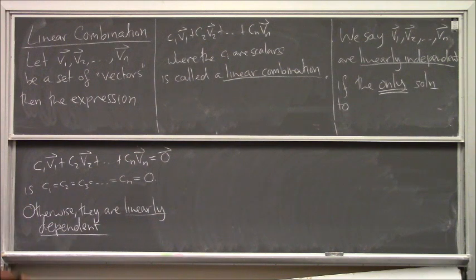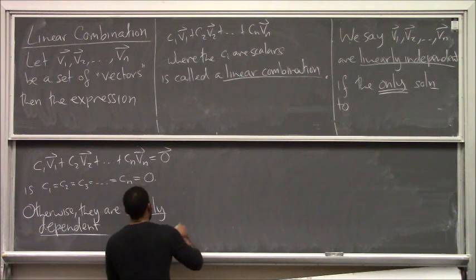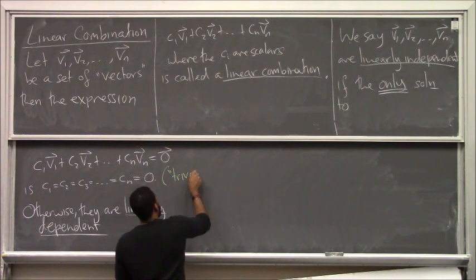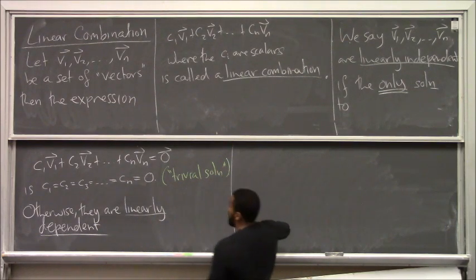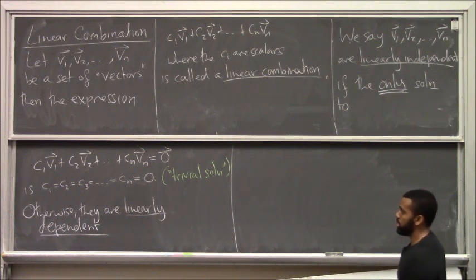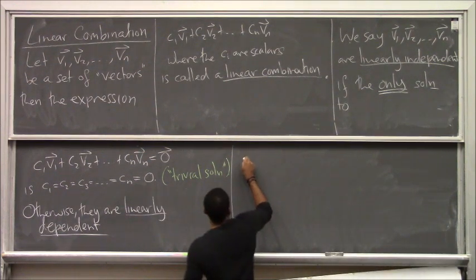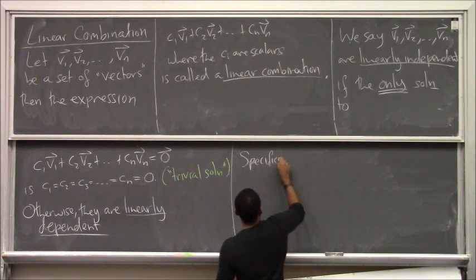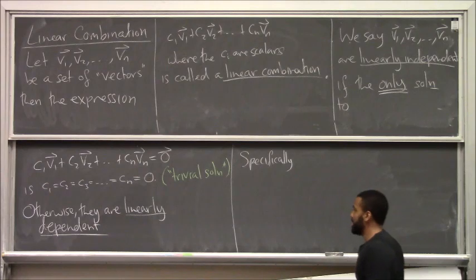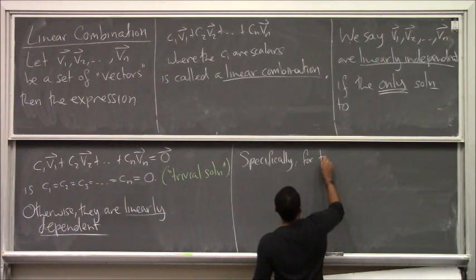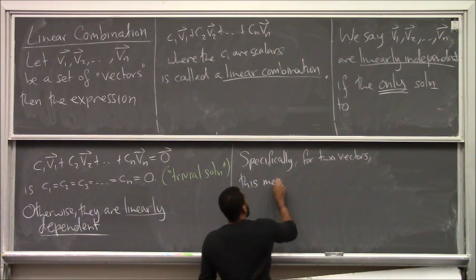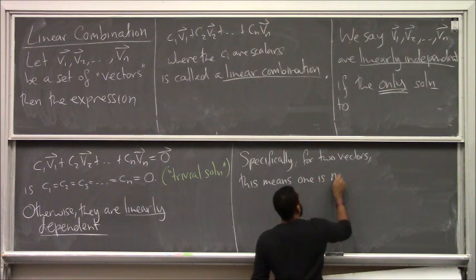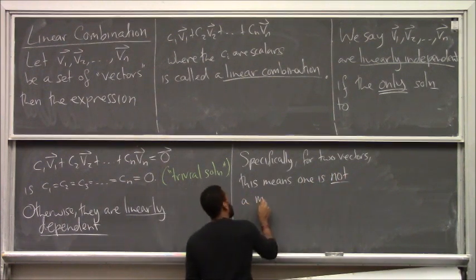So independent means that this only has one solution, namely what we call the trivial solution. This is called a trivial solution. So, as long as that only has a trivial solution, we call it linearly independent. Specifically, here's something I do want to point out, because we are dealing with second order. For two vectors, this means one is not a multiple of the other.